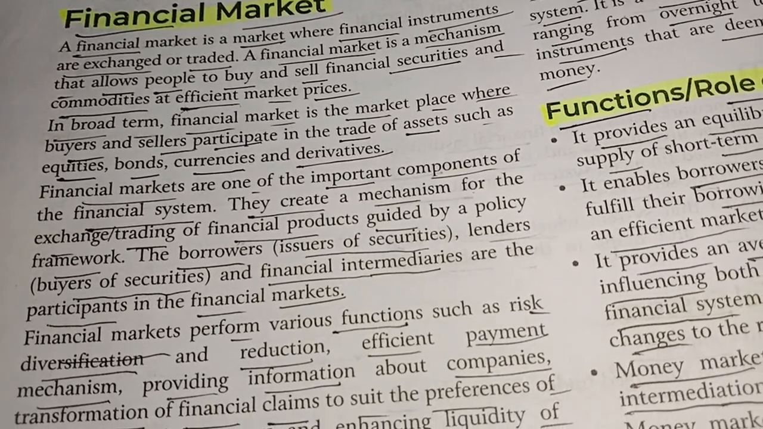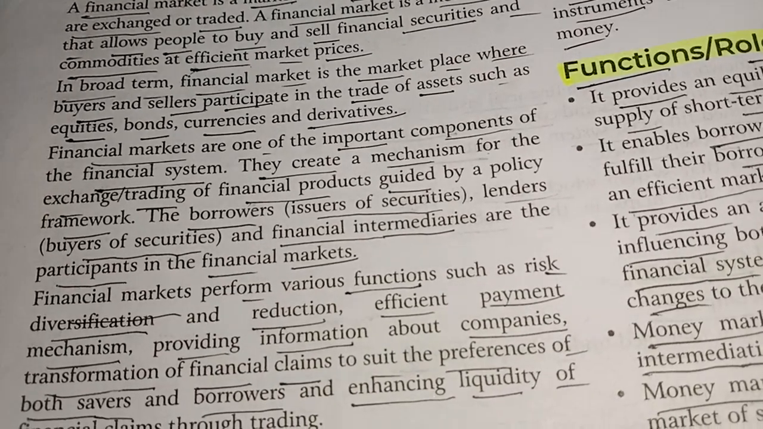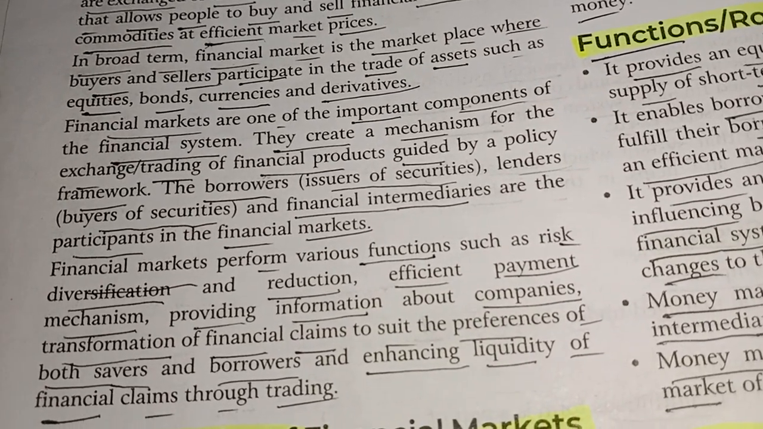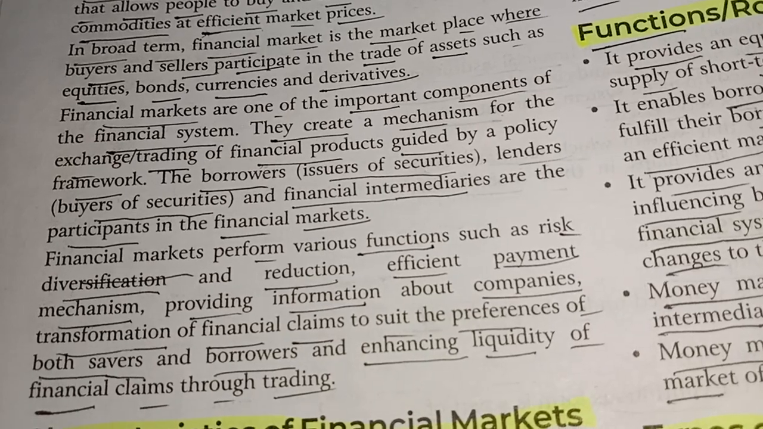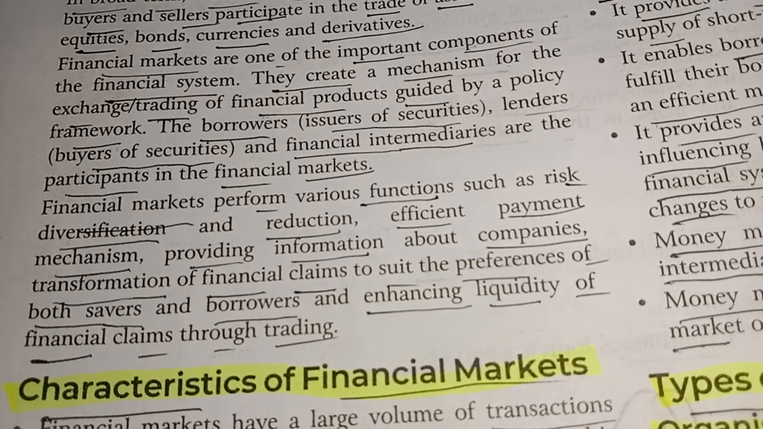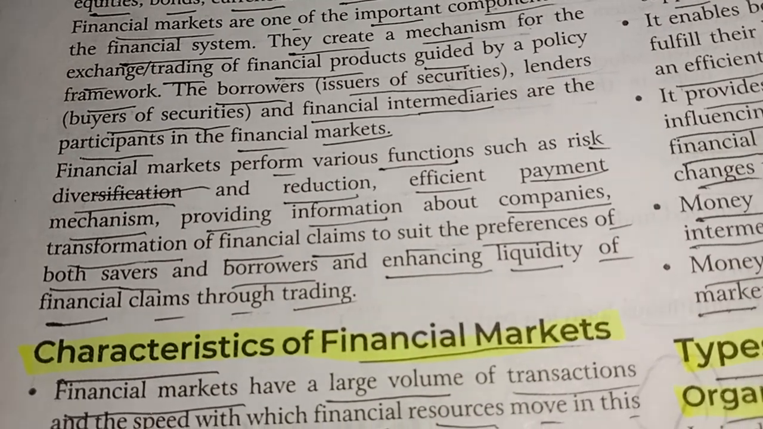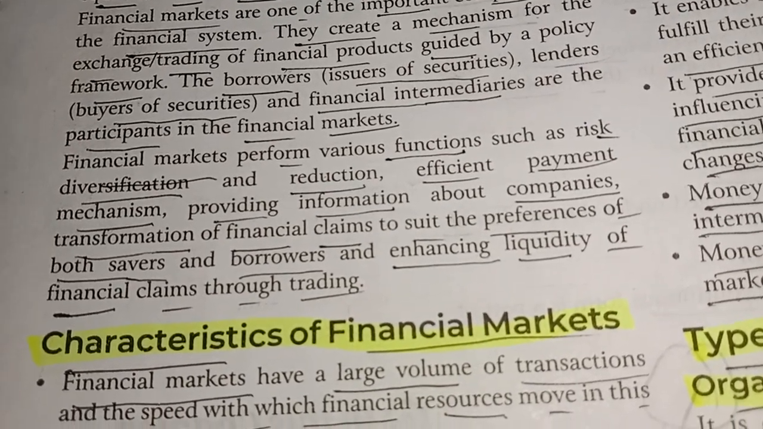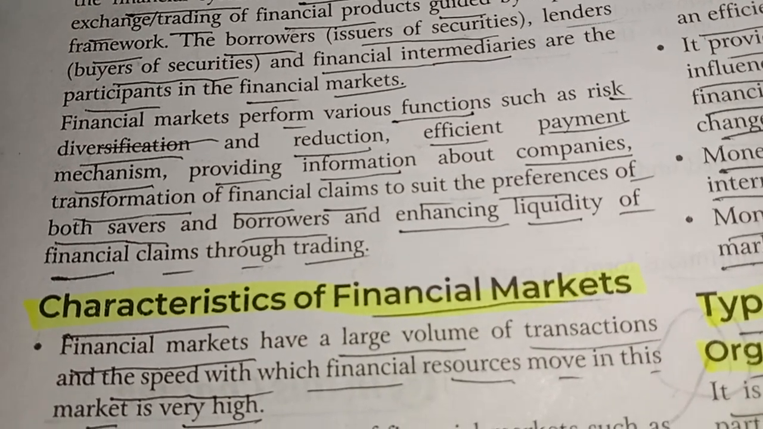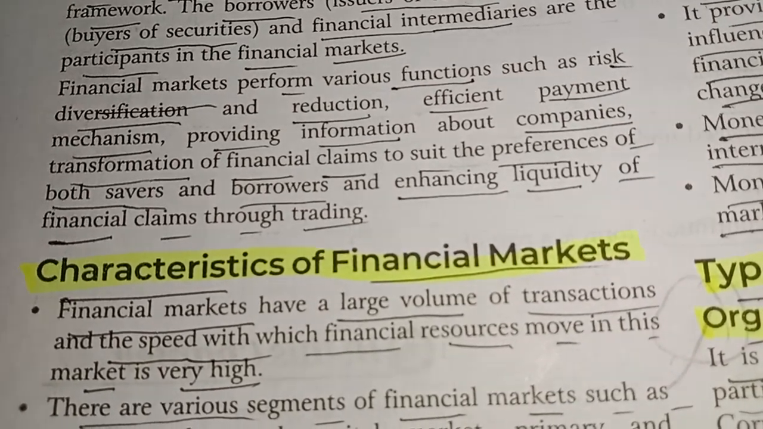They create a mechanism for the exchange trading of financial products guided by a policy framework. The borrowers, issuers of securities, lenders, buyers of securities, and financial intermediaries are the participants in the financial markets. Financial markets perform various functions such as risk diversification and reduction, efficient payment mechanism, providing information about companies, transformation of financial claims to suit the preferences of both savers and borrowers, and enhancing liquidity of financial claims through trading.